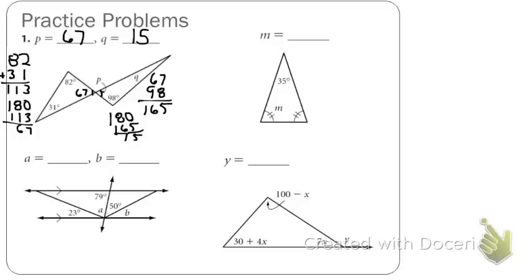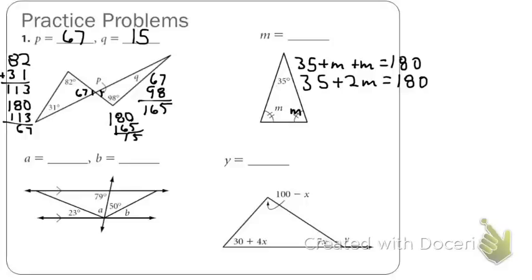Okay, we go over to the top right, looking at this angle, and I have two angles that are the same. So actually they're both M. So I could say 35 plus M equals 180. 35 plus 2M equals 180. That's 2M equals 145. So M is either 145 over 2, or we could just say 72.5.